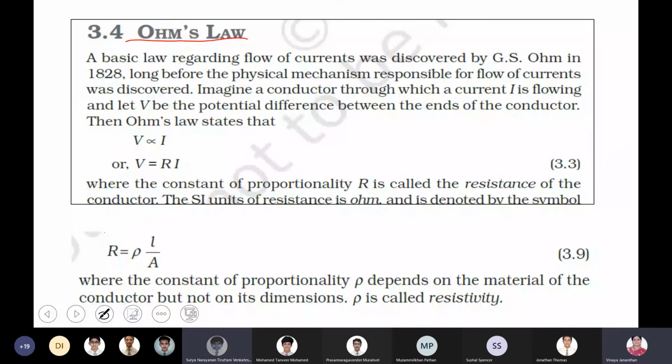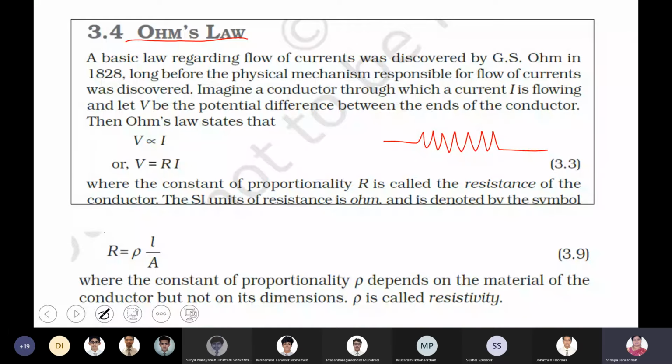Okay. Suppose I have a conductor, which is always represented as a resistor. Any conductor for that matter, let it be a piece of copper wire, let it be an alloy, let it be a tungsten filament, all these have some amount of resistance to the flow of charges.